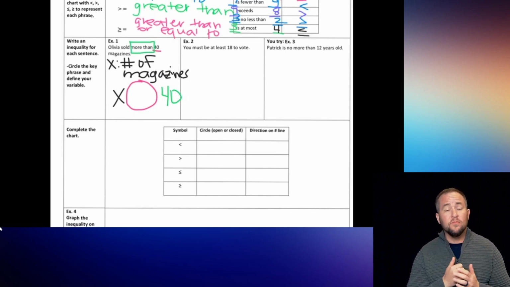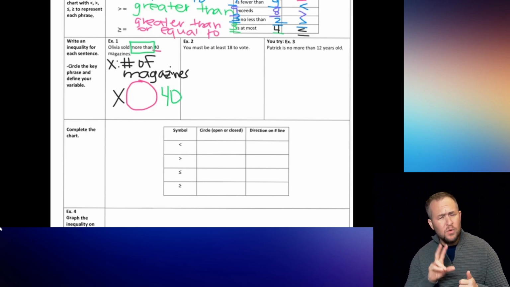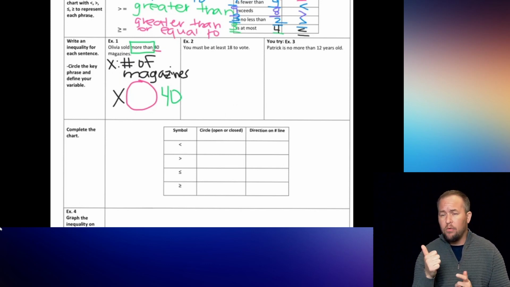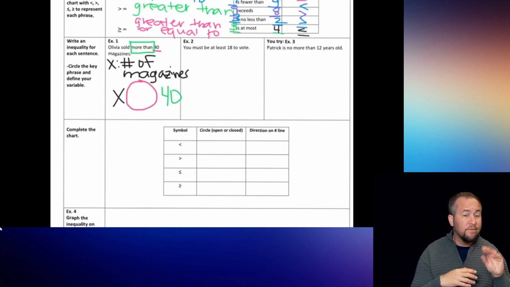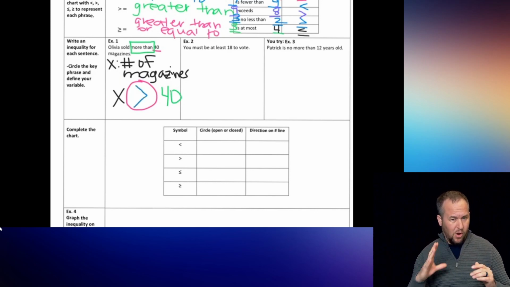So if I want more than 40 magazines, just come up with other numbers that Olivia could sell. So could Olivia sell 38? Could she sell 10? Absolutely not, because you want to sell more than 40. So some other examples of the number of magazines Olivia sold could be like 50. She sold 100. So because those numbers are bigger than 40, I know that I'm going to chomp towards my variable. And then you always have to decide if it's or equal to.